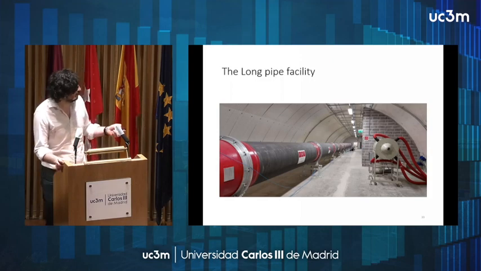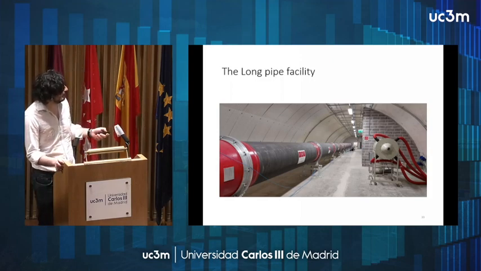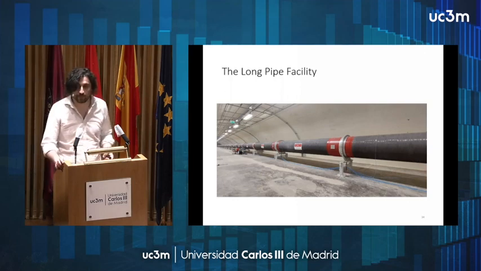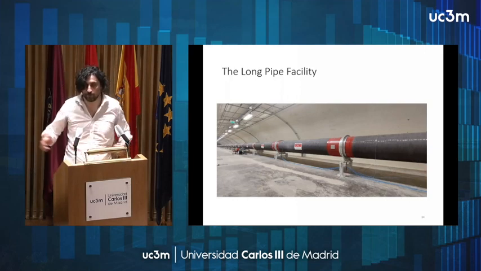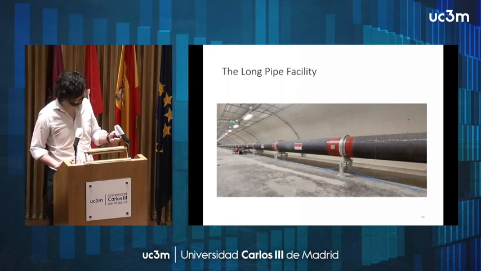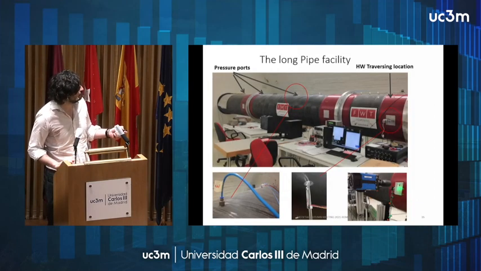And so these are some pictures of how the facility looks. You see there's this large pipe, and an alignment system that guarantees that the pipe is straight, because over 100 meters you might have misalignment that deflects the flow and creates unwanted pressure gradients. And you have pressure taps in several sections of the pipe.